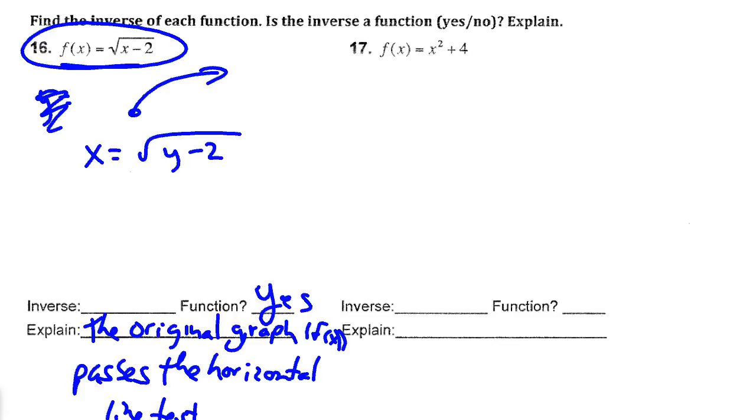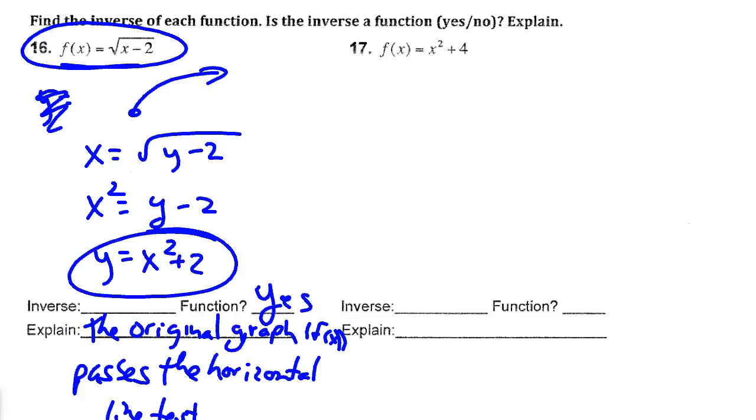Solve for y. So I've got to square both sides. Add over the 2. That's what the inverse is. And hopefully you can see that is a function because that's a quadratic. That'd be a parabola that opens up. So another reason that you could say that it is a function is you could say the inverse is a quadratic function, which would pass the vertical line test.